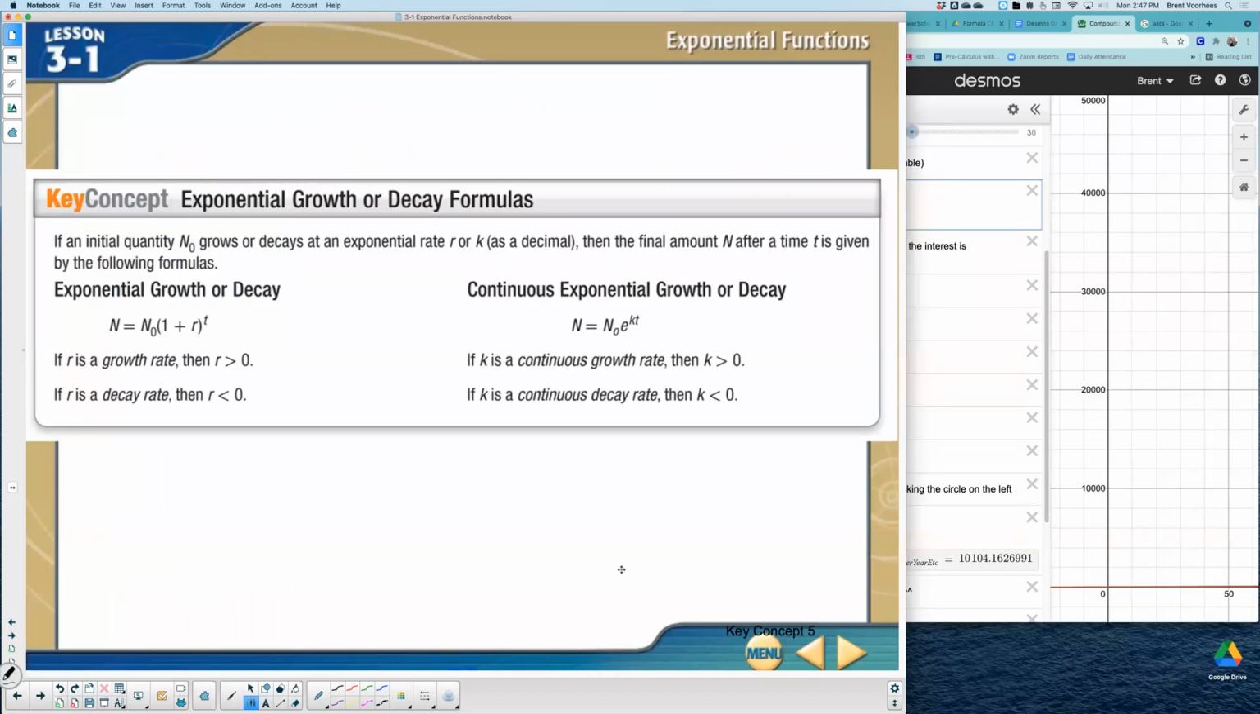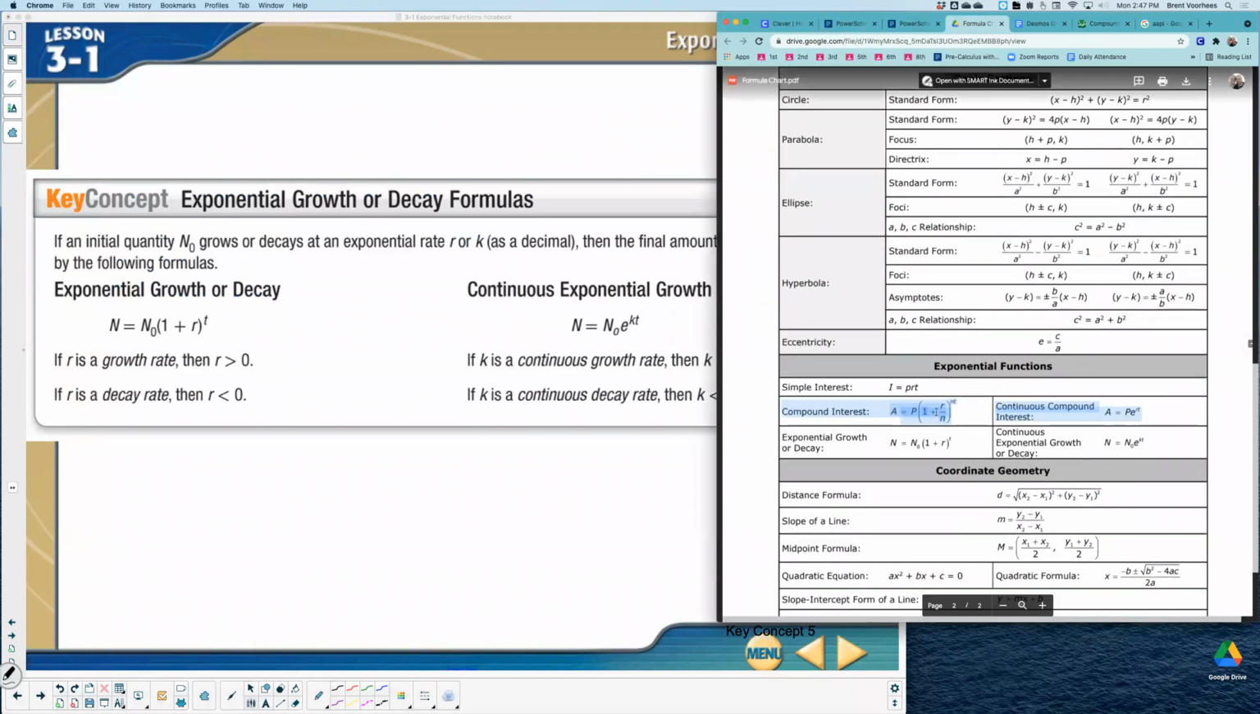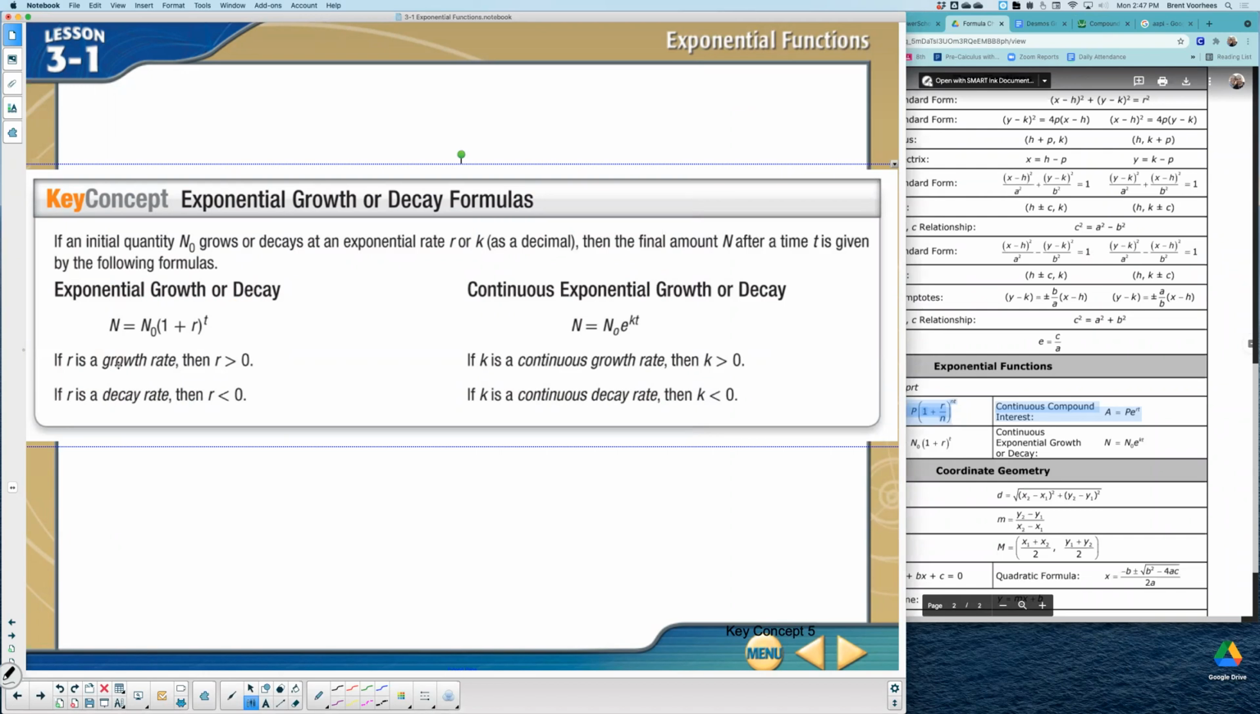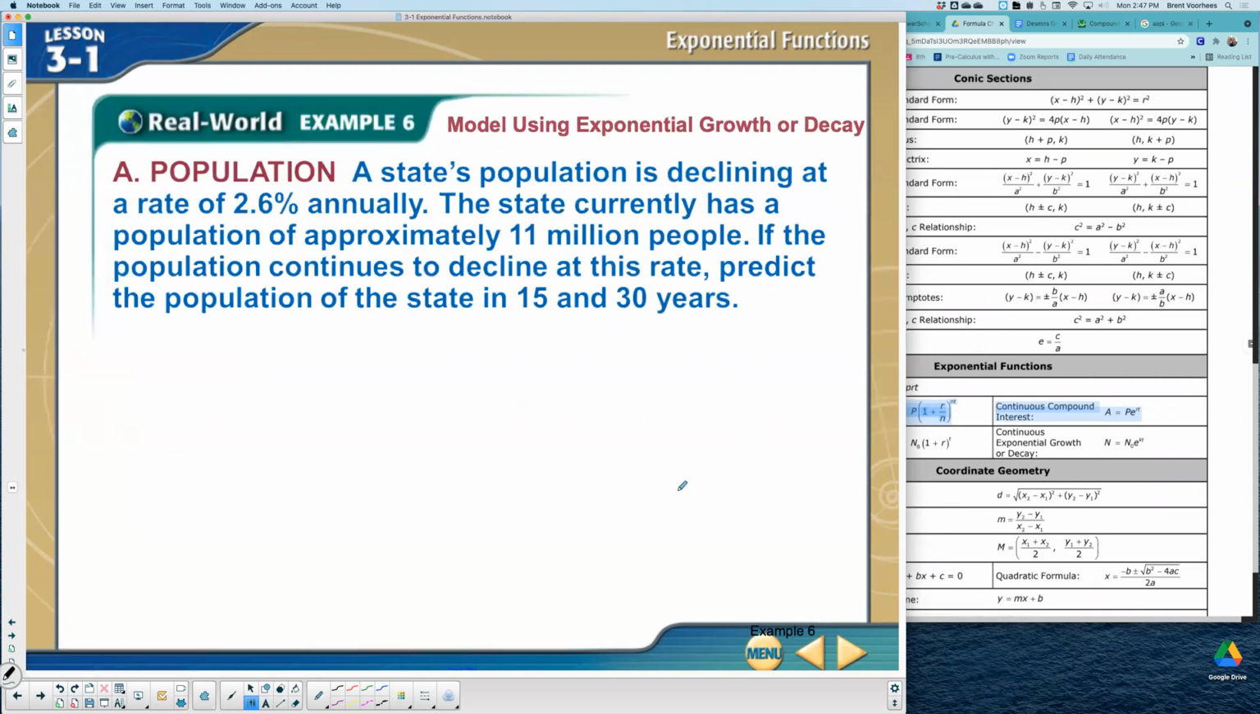Example 6. Now, these last two formulas on the formula chart are honestly exactly the same as the two before them. If something happens a number of times per year, and it happens once per year, the n is gone. It's like n is 1. And over here, if something's happening all the time, it would be like the A equals P E to the r t formula. They are exactly the same as the ones before. So here is example 6.